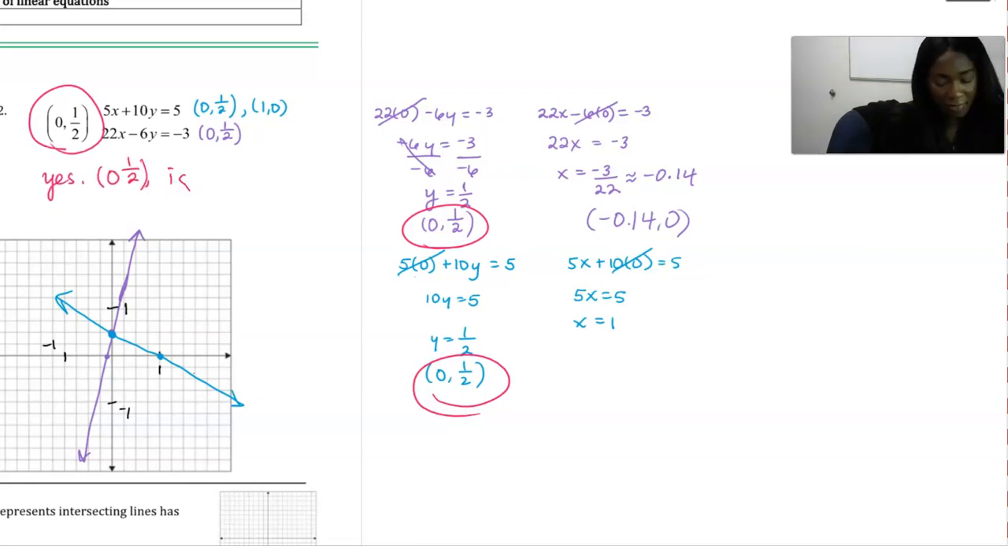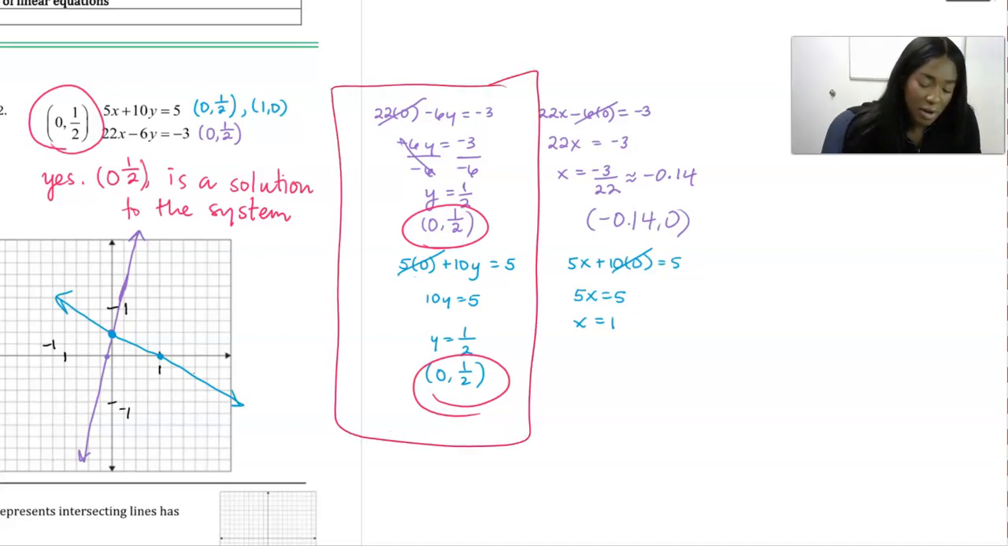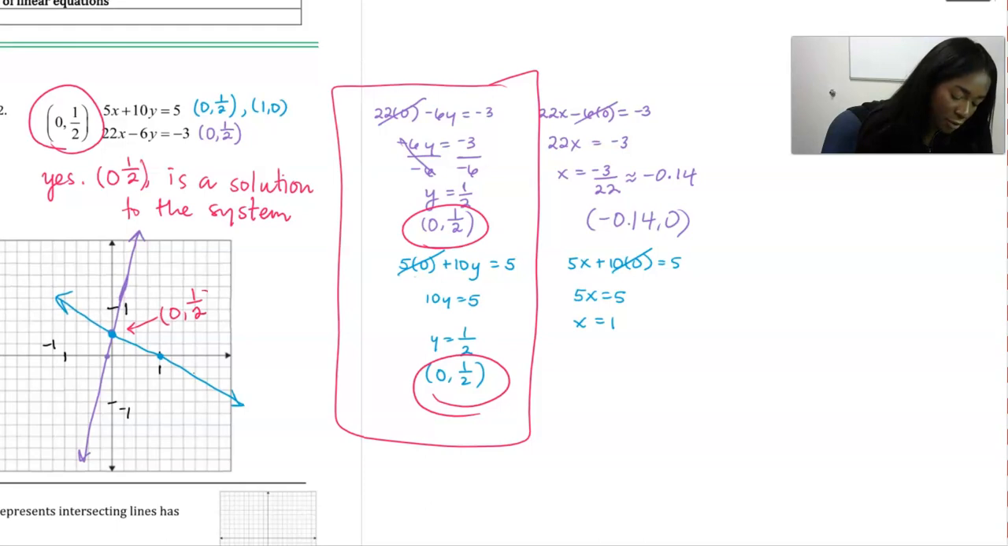(0, 1/2) is a solution to the system. And it's a solution to the system because it satisfies both of the equations. And we don't really have to go in and plug in 0 and plug in 1/2. We already know it's true. We've already done the work when we found our y-intercepts to see that (0, 1/2) is a point that is on both of those lines.